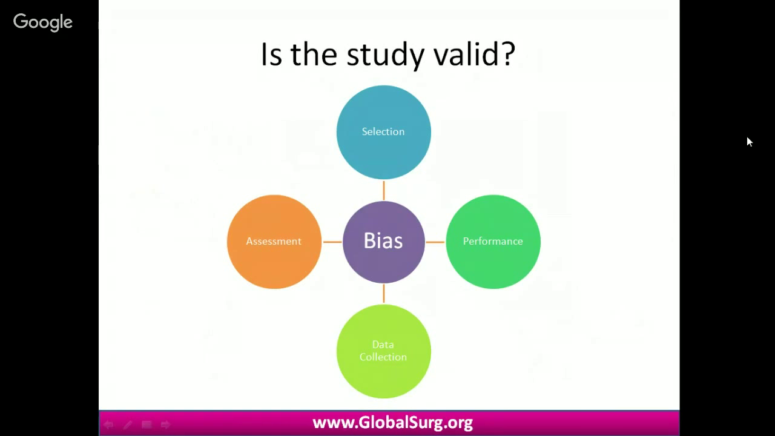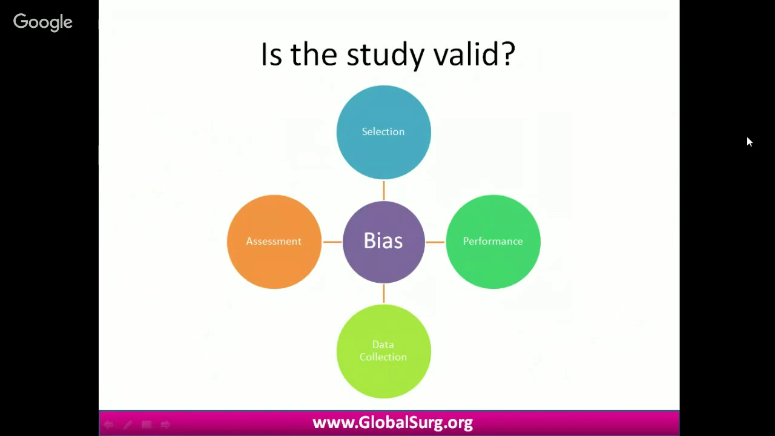And so an example here would be, if we go back to our abstract, if you actually look up the paper and read through some of the methods, it will show you that in the follow-up, there were 10% fewer patients followed up over the 20 to 30 year period than had originally taken part, and there was no intention to treat analysis performed afterwards to try and account for the missing data. So that is a form of assessment bias.